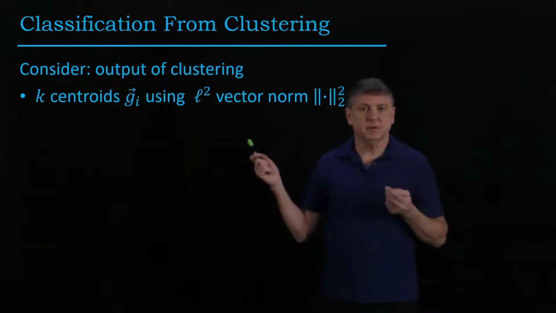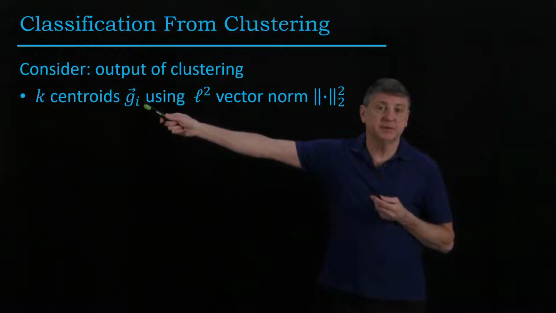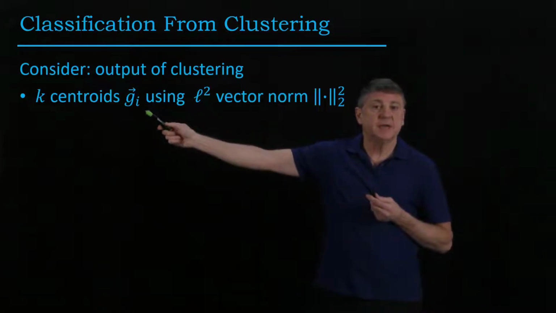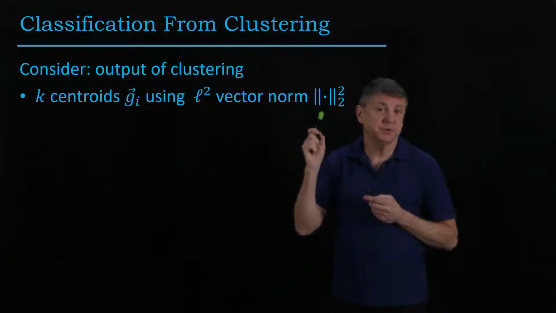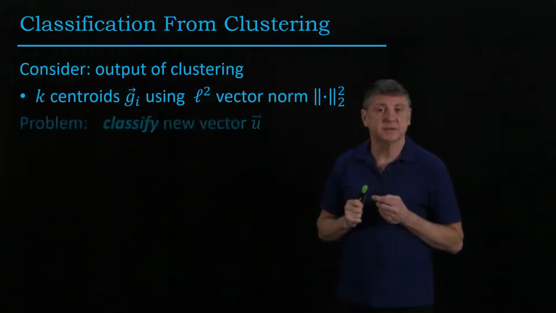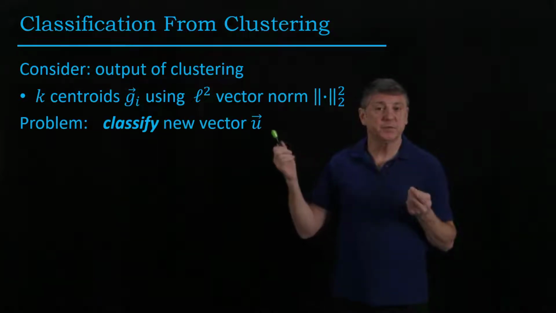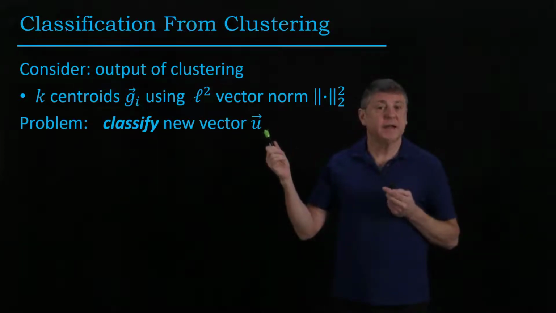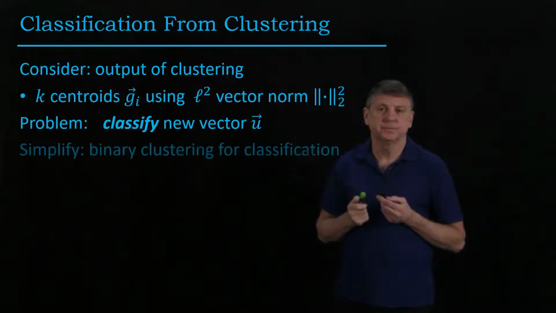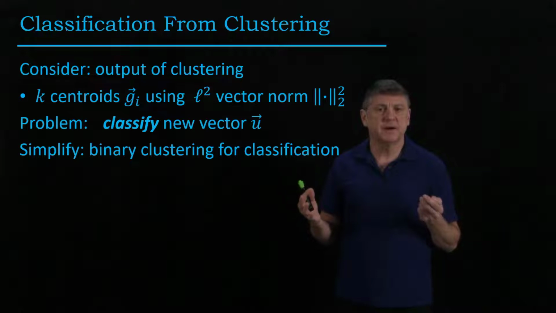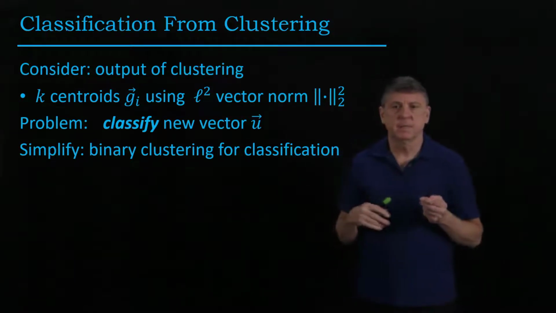In the k-means algorithm, what we have are k centroids, and we're representing them as vectors. To find these, we use the L2 norm. Strictly speaking, we use the square of the L2 norm. The problem we may be facing is, if we're presented with a new vector, can we classify it as being in one of these k original clusters? We'll simplify this for now by thinking about binary clustering for classification.